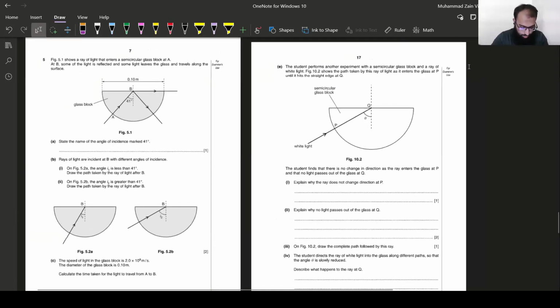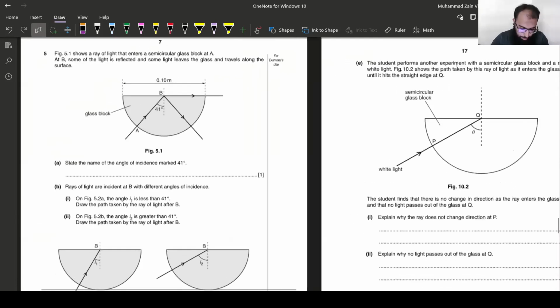State the name of the angle of incidence marked 41 degrees. The angle of incidence marked 41 degrees is the angle at which the light goes in this direction, and there's a weak reflected ray coming back. So this angle is obviously what we call the critical angle. So that's what I simply write.